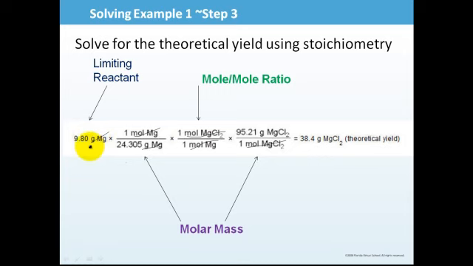Now for the math, we just multiply by everything on top, divided by everything on the bottom. So it's 9.8 times 1 divided by 24.305 times 1 divided by 1. And of course we can kind of skip the ones because that's not going to change anything. Times 95.21 divided by 1. And we end up with 38.4 grams of MgCl2 for our theoretical yield.